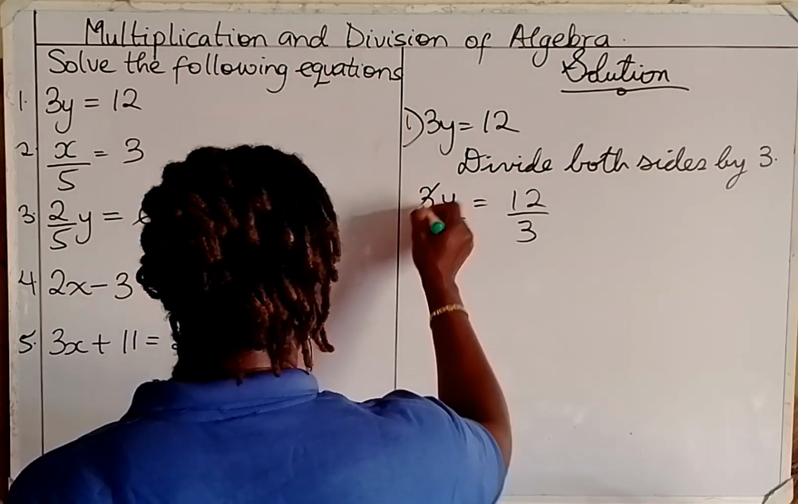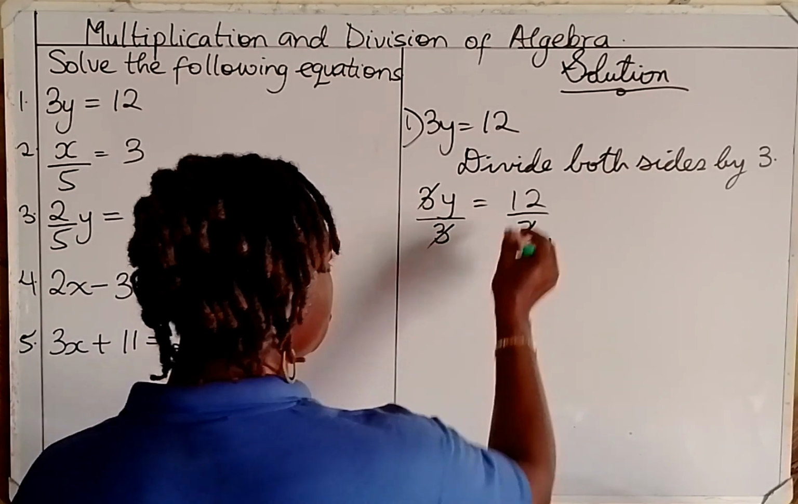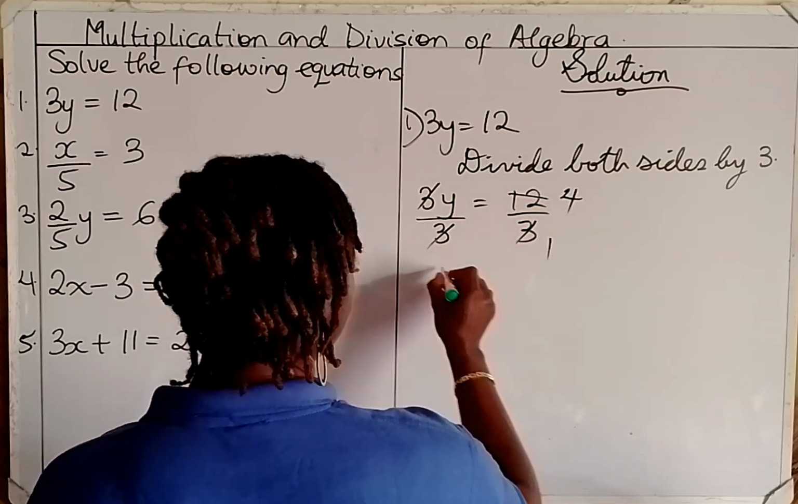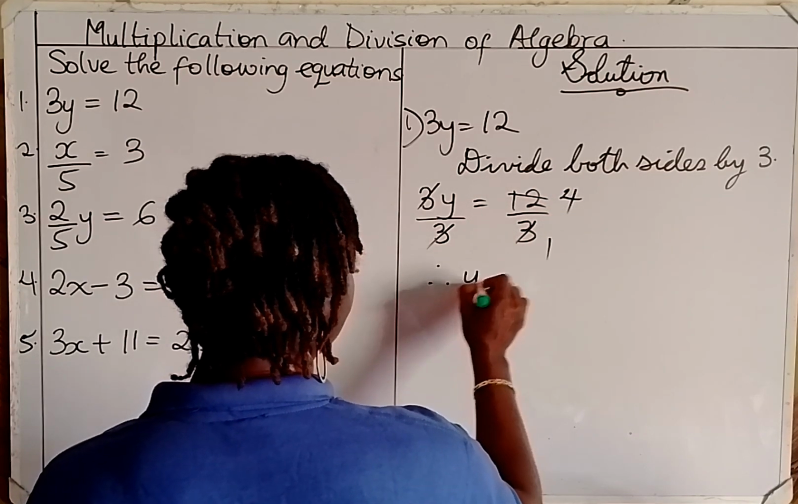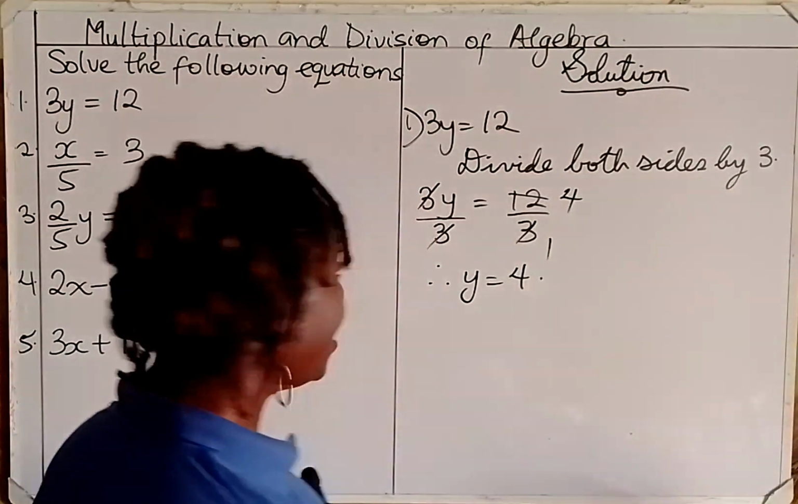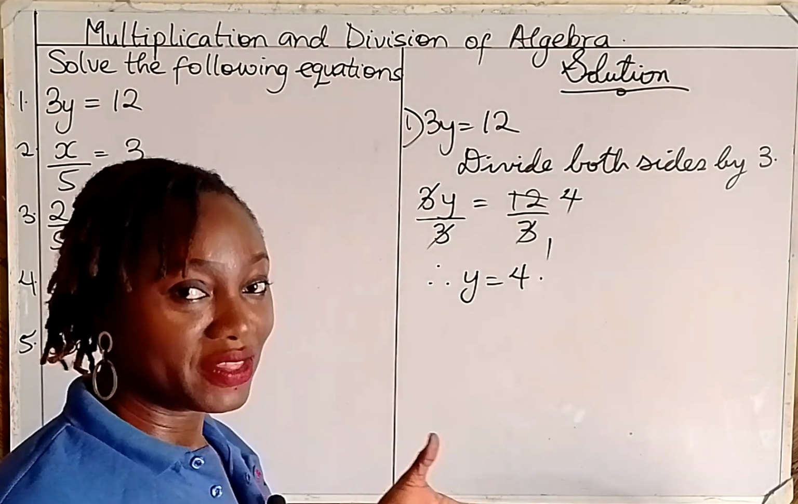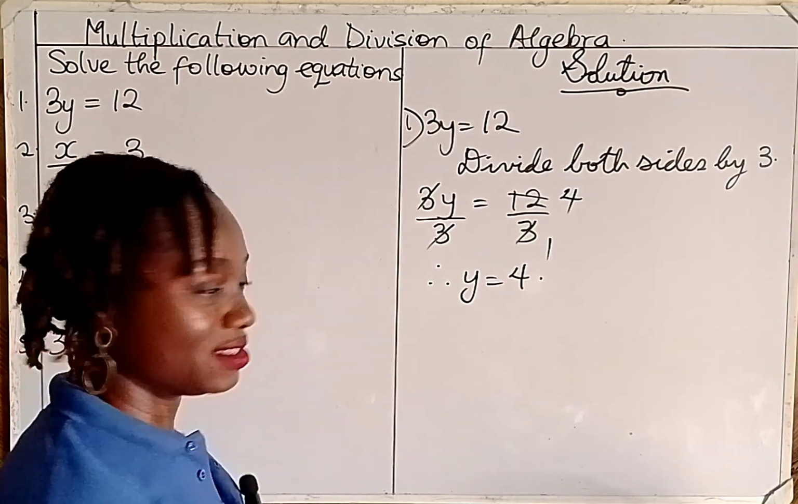Right, so we cross out 3 and 3. 3 into 3 is 1. 3 into 12 is 4. Therefore, y equals 4. And that's the answer for question 1. It's as simple as ABC. All you have to do is apply the right methods and you're going to get the answer.